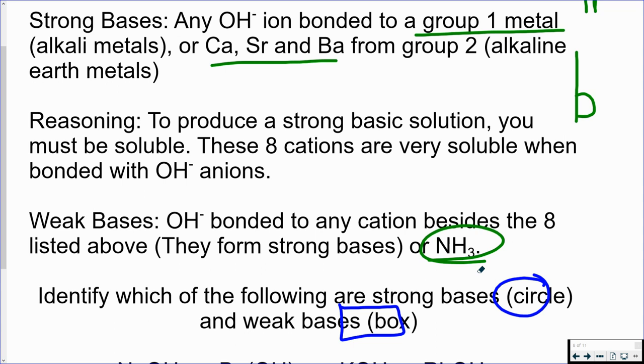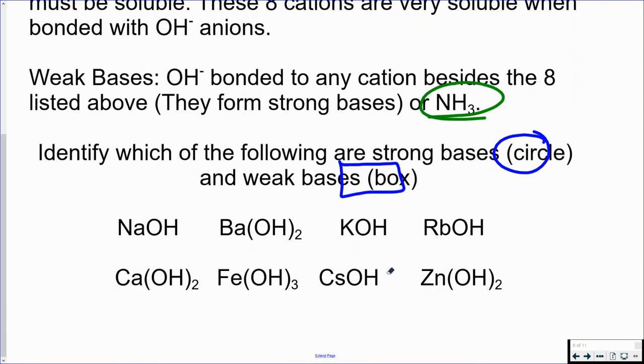NH3. I'm going to give you a little insight on what you're going to be doing. You're going to be identifying things as either a strong acid, a strong base, a weak acid, or a weak base. So right now, go ahead and circle the strong bases and box the weak bases.